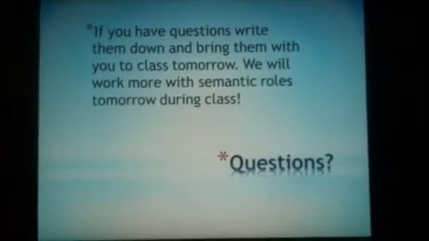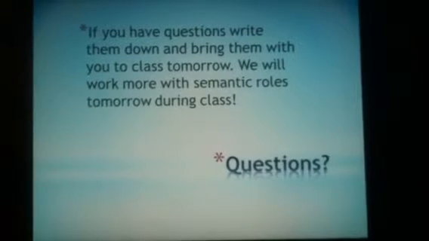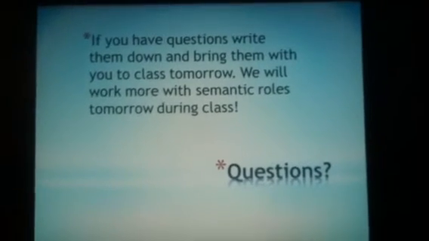If you have any questions, write them down and bring them with you to class tomorrow. We will work more with semantic roles tomorrow during class.